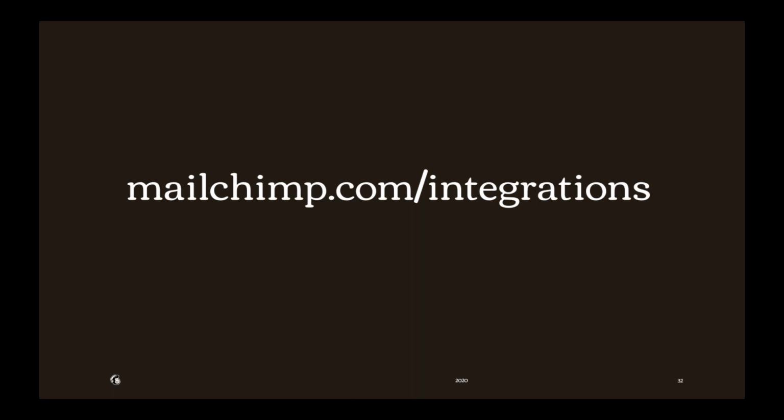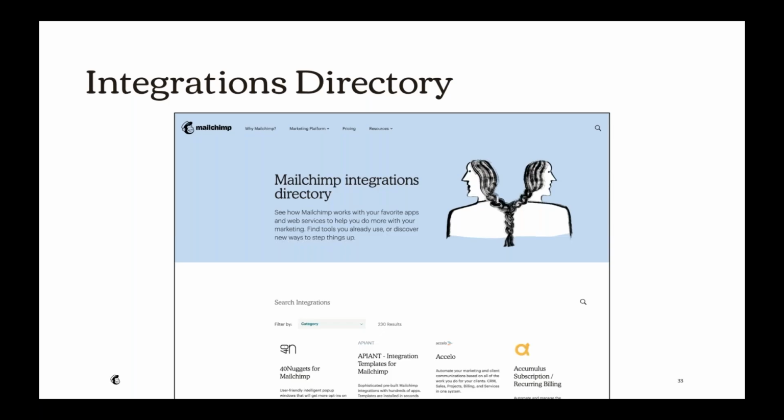From e-commerce to social media, all of our integration options can be found in our directory at mailchimp.com/integrations. For example, if you're already using a sign-up form that was created outside of Mailchimp, this is where you can come to find a supported integration. And this is what the integrations page looks like on our site.